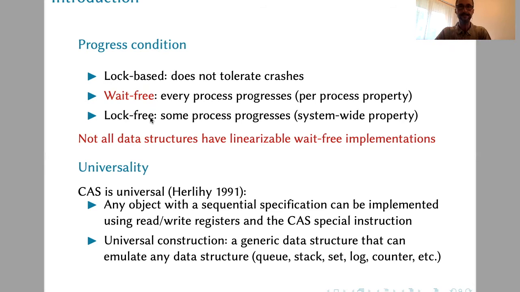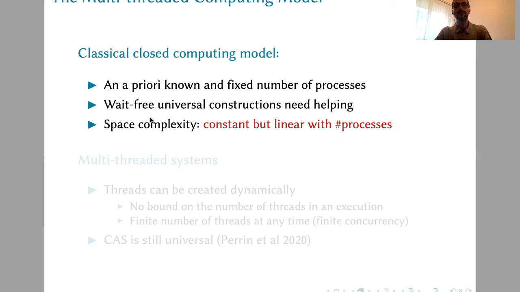This is what has been done for what we call closed classical computing models, where we have an a priori known and fixed number of processes. We always say, let us consider a system composed of n processes, among which a given number of processes may crash and so on. So when we have this, we have universal constructions.